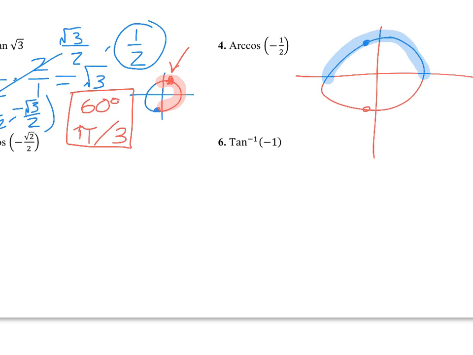So they only want this answer. That would be a little bit past 90. So 90 plus 30 is 120. Alright, 120 over 180. That's 2/3. So this is 2/3 pi.